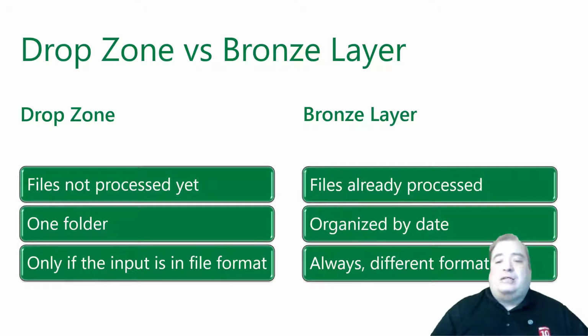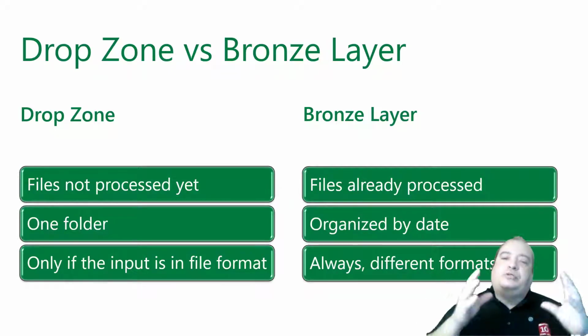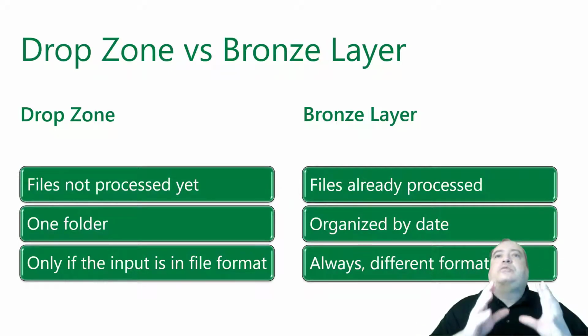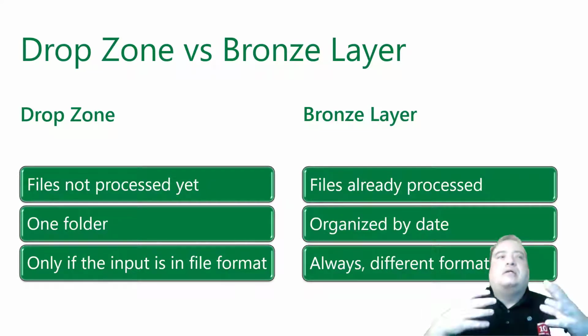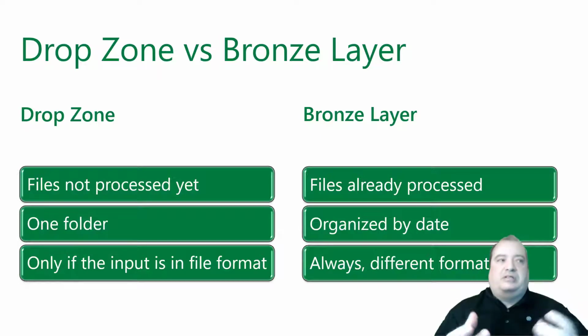The bronze layer, on the other hand, will always be present in a lakehouse structure, and it may have different formats depending on the format that we are receiving, because we try to keep the data in the closest format possible to the format we receive it. That's one more reason to have the drop zone. If we receive the information in file format, we keep the files we receive. We keep the files not only in the drop zone but also in the bronze layer. So we try to keep the bronze layer in the same format as we receive the data.